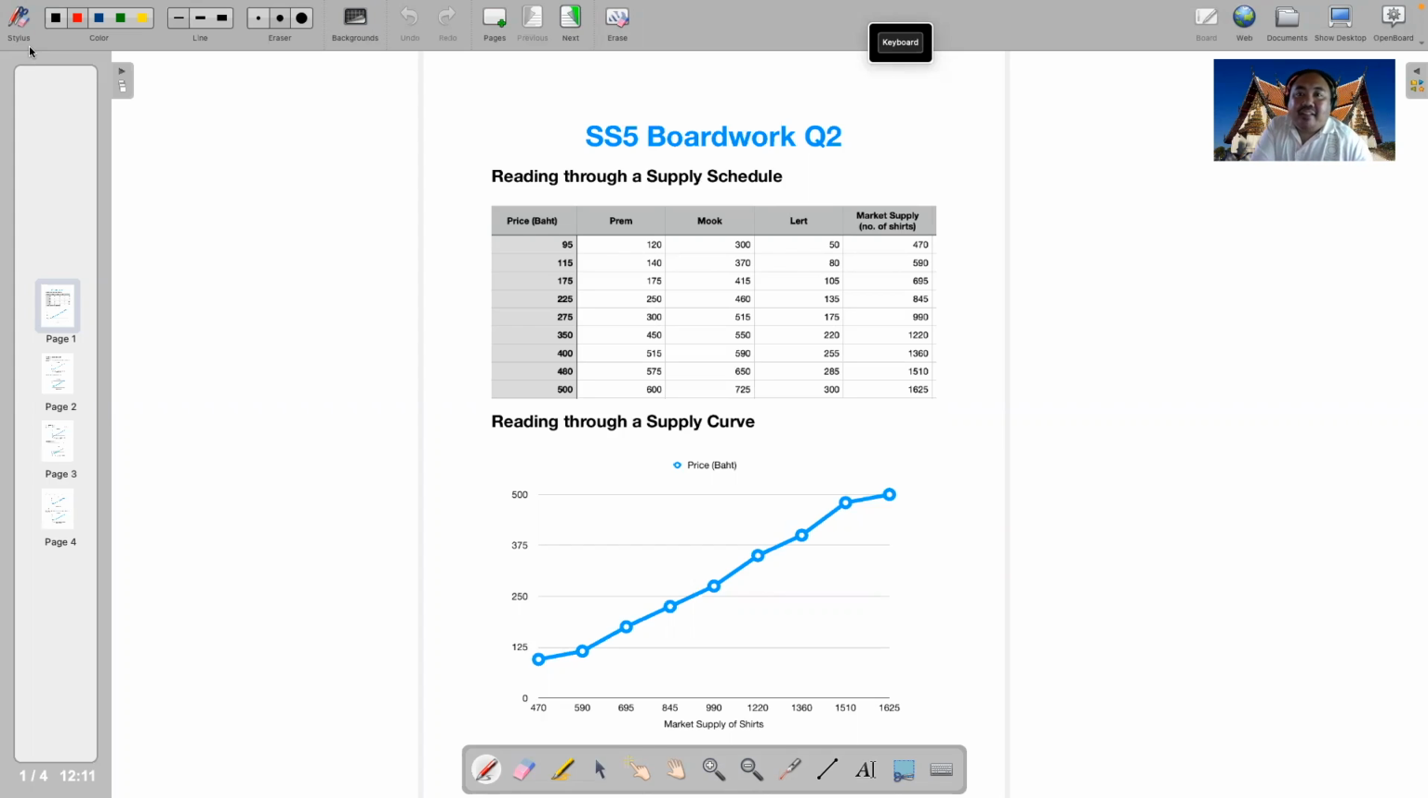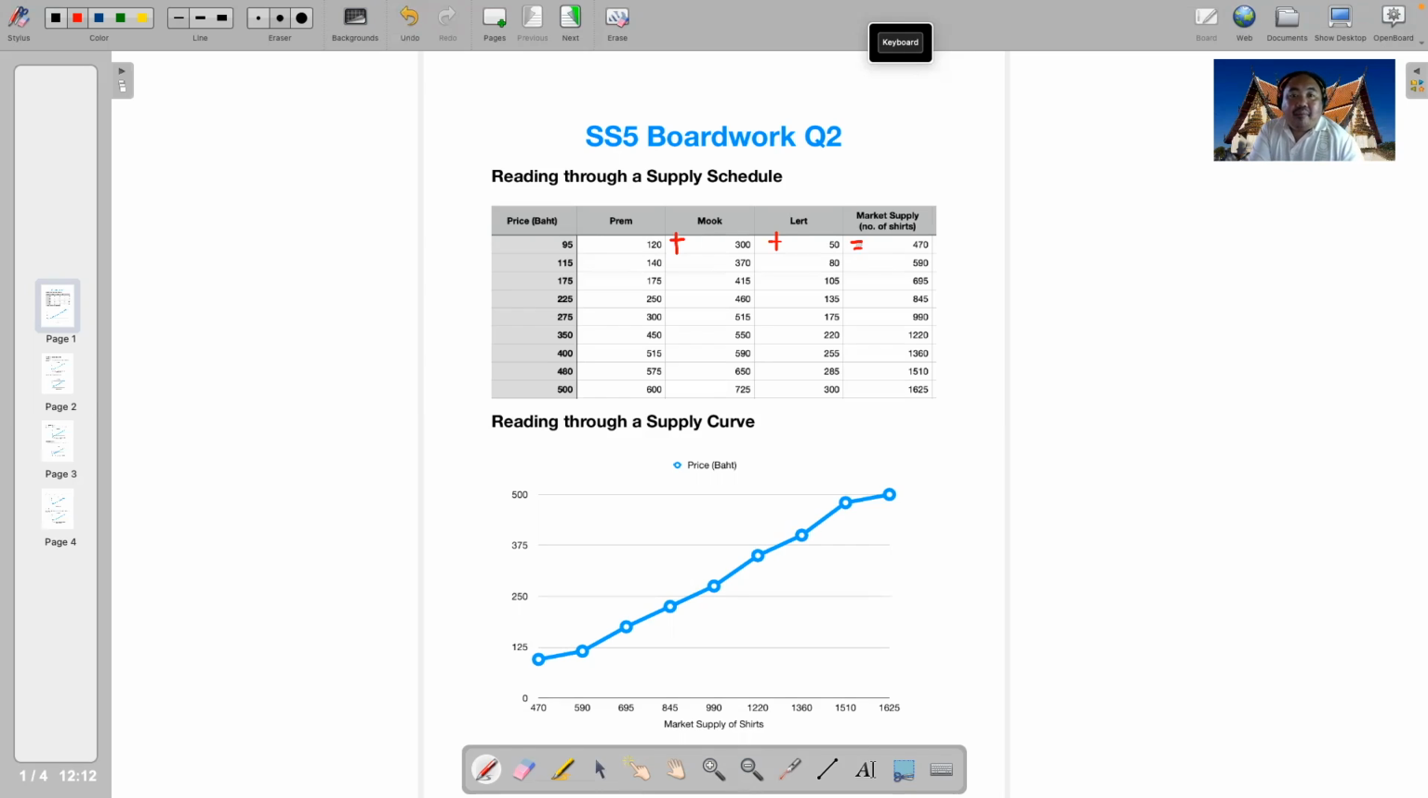Now, how do we get the entire supply schedule of the market given these individual supply schedules? Well, because in this imaginary market we only have three suppliers, Pram, Mook, and Le, then all we have to do is to add them together. So you see, at the price level of 95 baht, we're just going to add 120, 300, and 50, and we're going to get 470 pieces of shirts in the market. The entire market will have 470 pieces of shirts supplied when the price of a shirt is 95 baht.